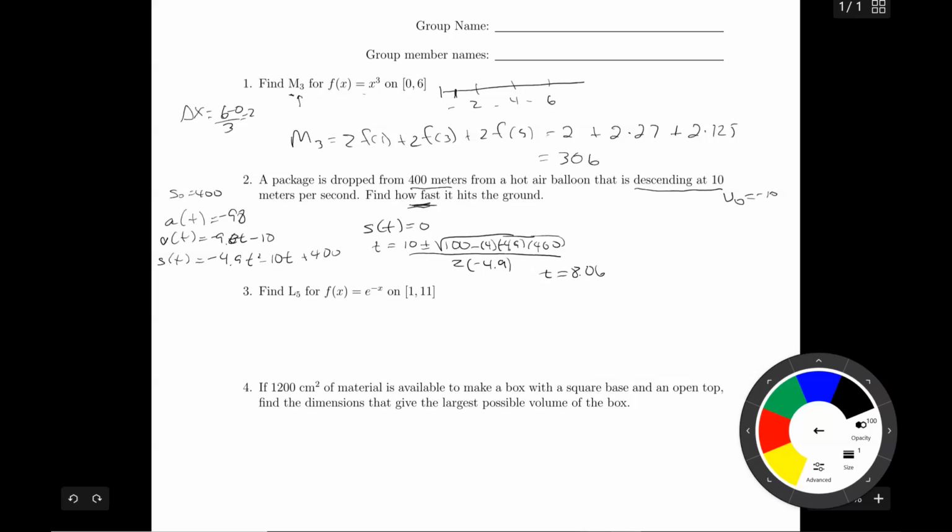So it wants how fast it hits the ground. This is the time it hits the ground. So I take that time and put it into the velocity function. So I end up getting around -90.